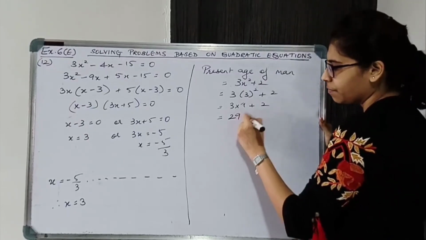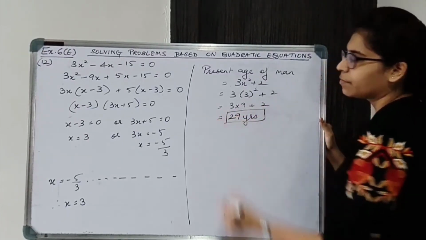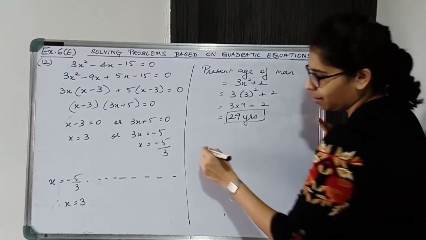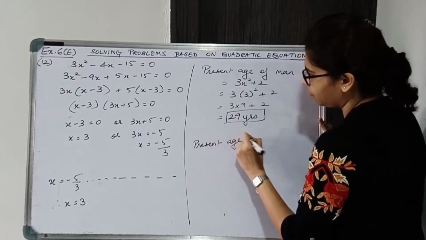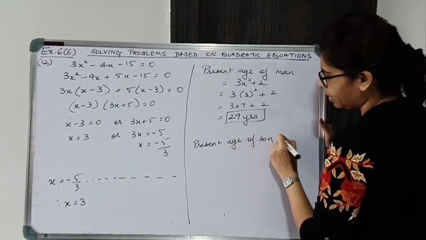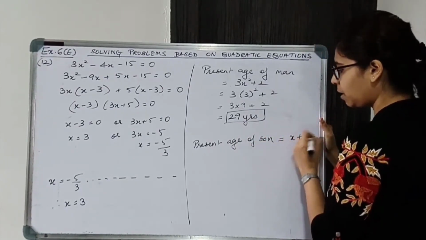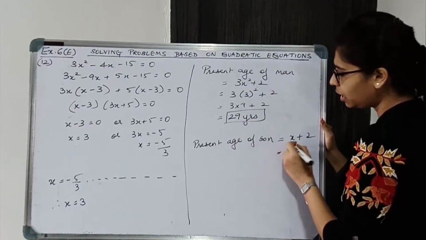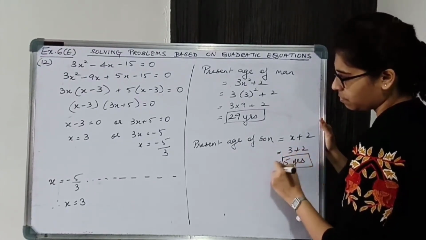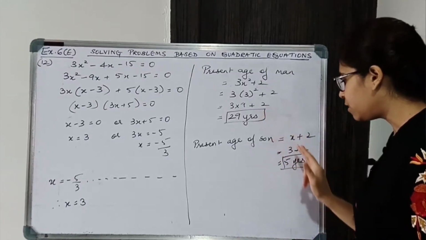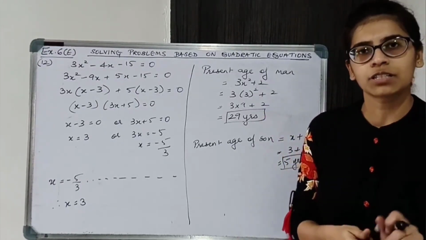ठीक है. This is the present age of man. What will be the present age of son? It is x plus 2. So 3 plus 2 that will give 5 years. Okay. Don't forget the unit and box the answer.